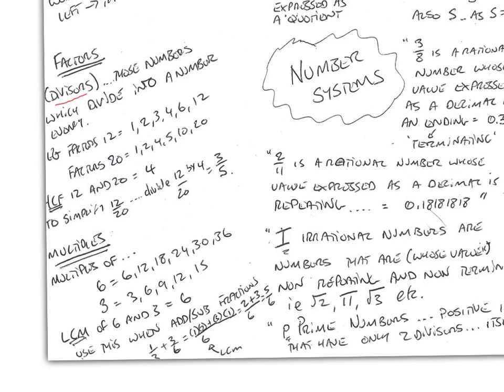Let's look at the factors of 12. Does 1 go into 12? Yes, it goes in 12 times evenly. 2 goes into 12 6 times. 3 goes into 12 4 times. They are the factors of 12.